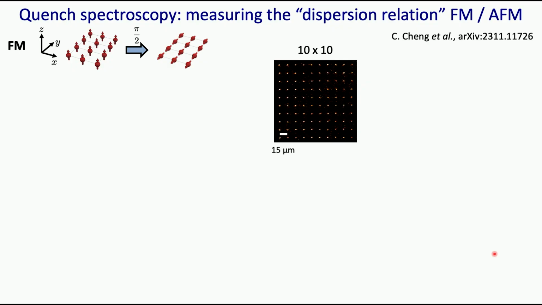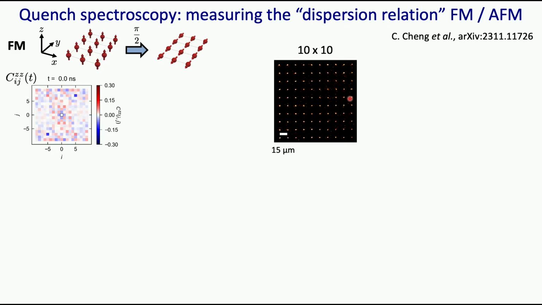So let's do that. We take a 10 by 10 array, which is prepared with the atoms separated by about 15 micrometers. Initially, all the spins are pointing along the Z axis, which is our quantization axis, and at some point we apply a microwave pulse, a pi/2 pulse, in order to prepare all of them in a superposition of up plus down, which is to say in the X state along the X axis in the XY plane.